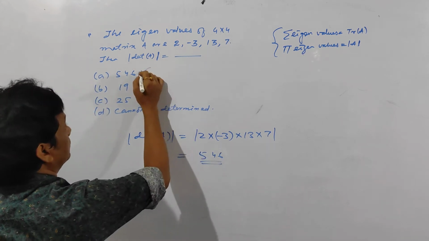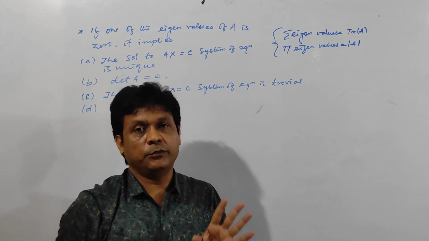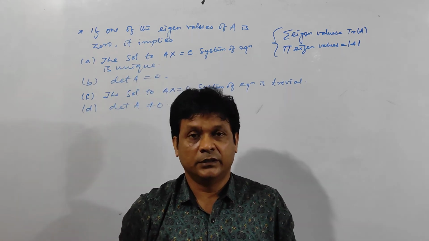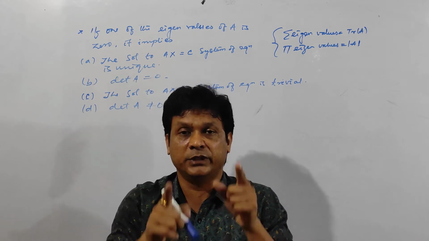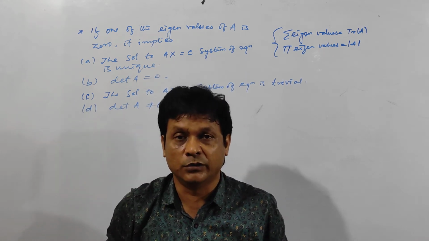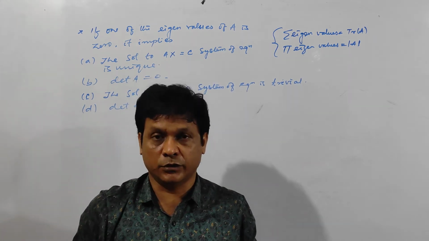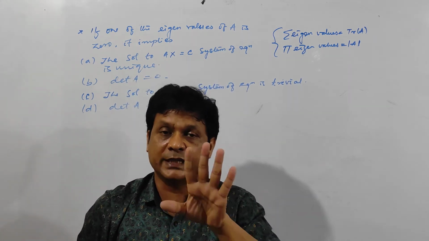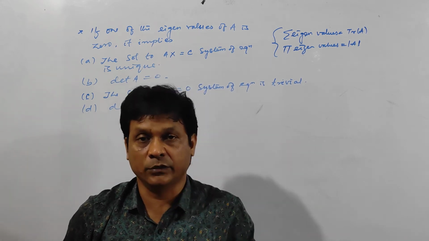So this is the answer. Clear? See here, already I have told you that if the matrix A is a singular matrix, its determinant will be equal to 0, then the eigenvalue lambda is equal to 0. Conversely also it will satisfy. If lambda is equal to 0 is an eigenvalue of a matrix, then that matrix will be singular.